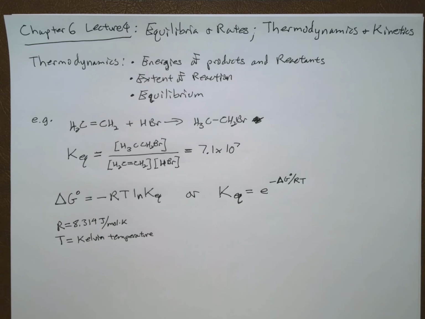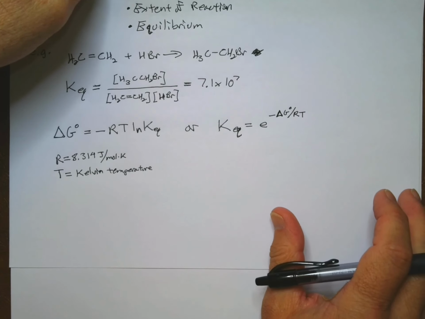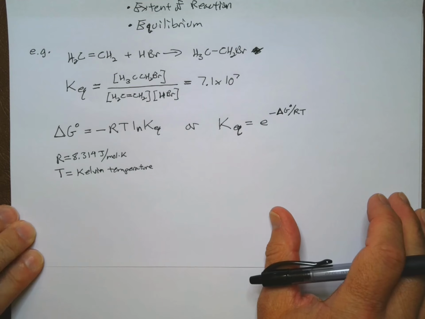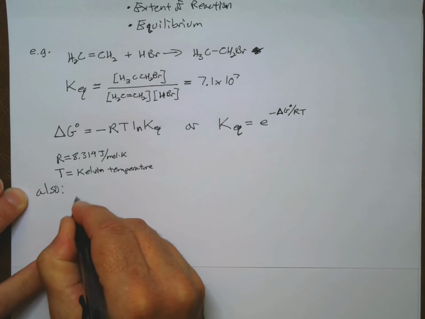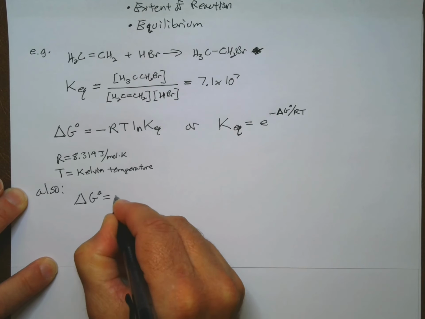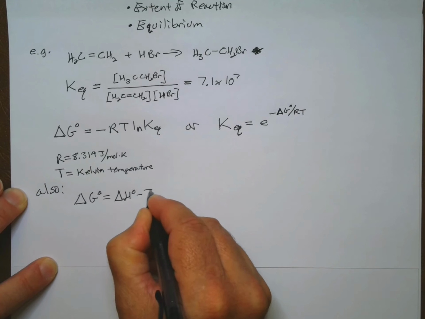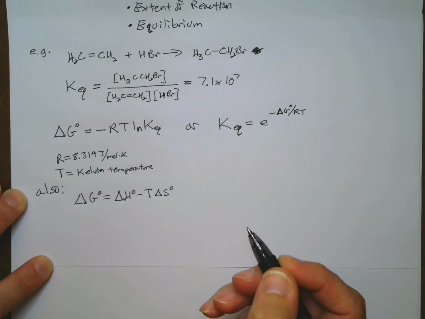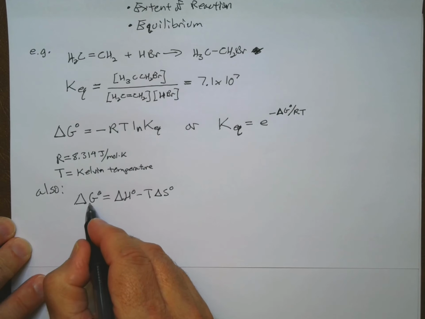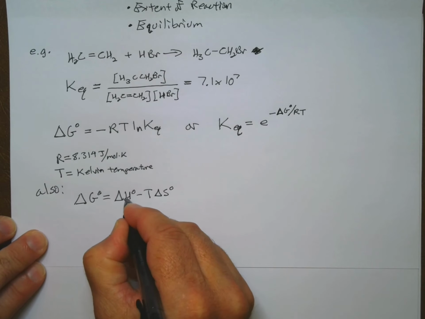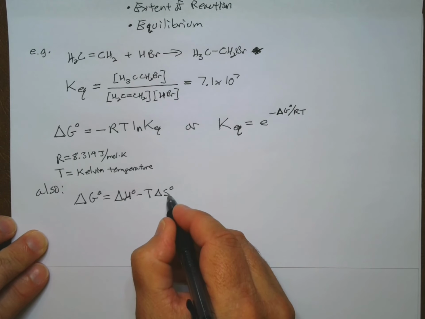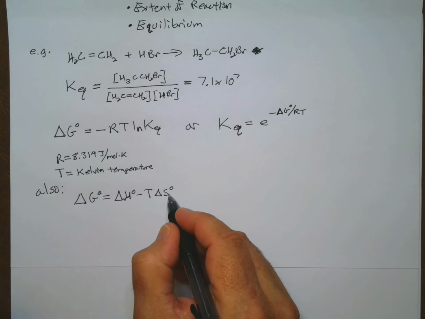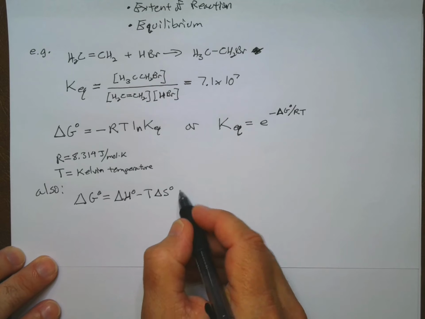Now, there's another aspect of our free energy that we need to take a look at as well. And that's given by the following equation. Delta G naught equals delta H naught minus T delta S naught. So delta G naught is our change in free energy. Delta H naught is our change in enthalpy, the heat of reaction. And delta S naught is our change in entropy, which is a measure of disorder.